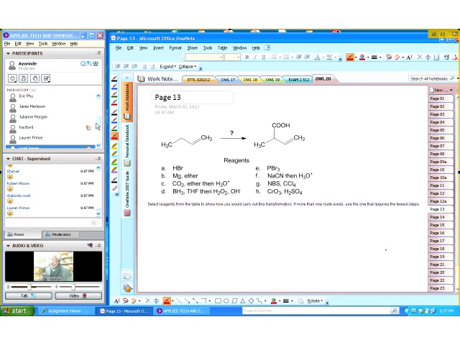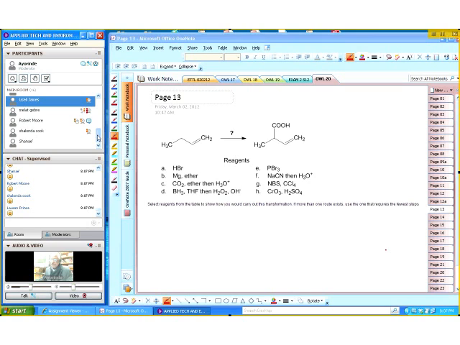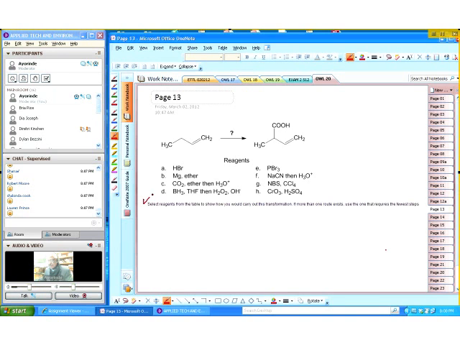Okay, let us see this problem here. This is a good one. Let's try this. Who do I need to talk to here? Somebody who has not talked to me yet. Okay, Dimitris, is your mic working? Select reagents on the problem table to show how you would carry out the transformation. If more than one route exists, use one that requires fewer steps.